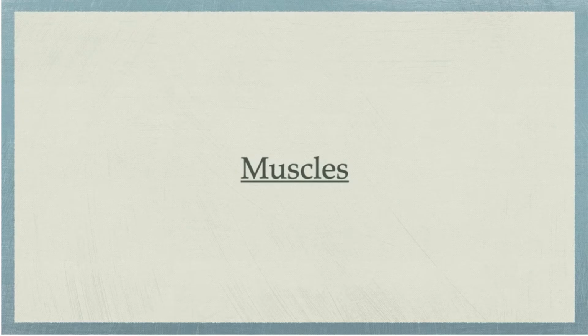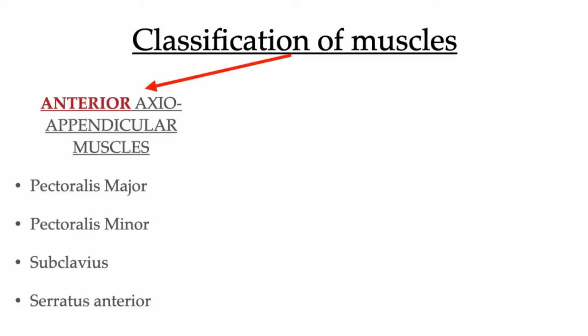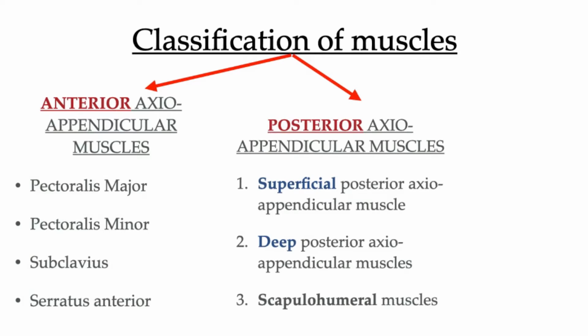Now let us start with the muscles over the back and scapular region. The muscles of the trunk are divided into two groups: anterior axio-appendicular group and posterior axio-appendicular group. The anterior axio-appendicular group includes the muscles which are present over the anterior, that is ventral side of the body wall, which includes pectoralis major, pectoralis minor, subclavius and serratus anterior. The muscles over the posterior axio-appendicular group, that is the muscles which are present over the dorsal, that is posterior side of the body wall.